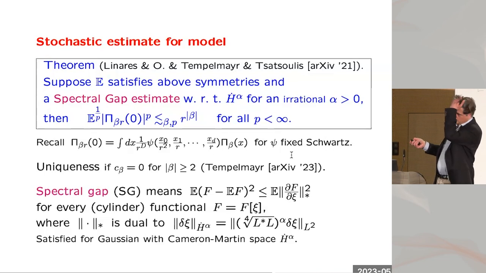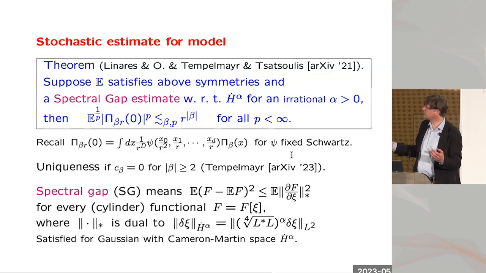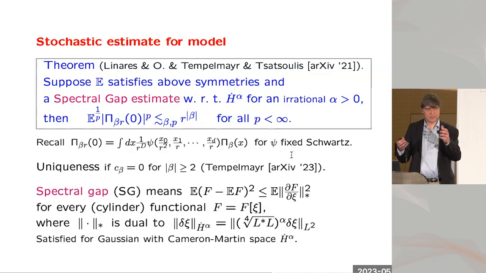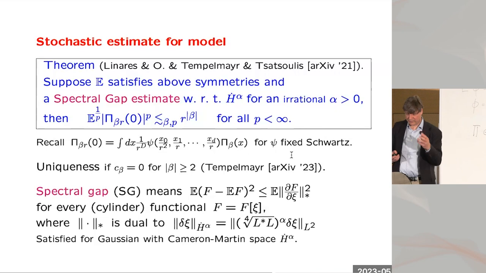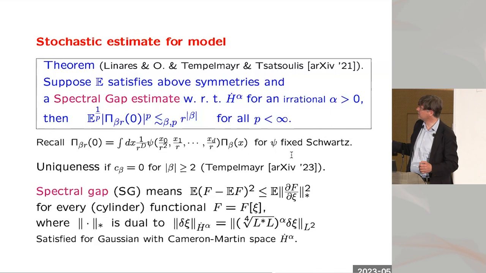So the statement is that provided we have an ensemble, a noise ensemble, which I will always use the name E for, which satisfies these symmetries, which I explained in the beginning. So that was the translation symmetry in law, the parity in law, the reflection symmetries in law. So that's what I mean here. And provided it satisfies a spectral gap estimate with the Cameron-Martin space, which is given by a fractional Sobolev space of a positive exponent, which has to be irrational.